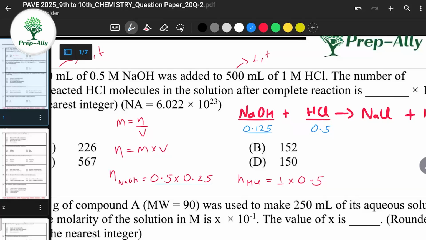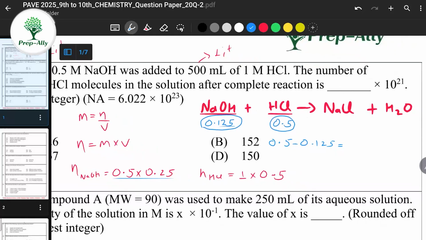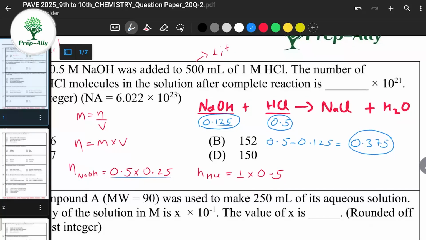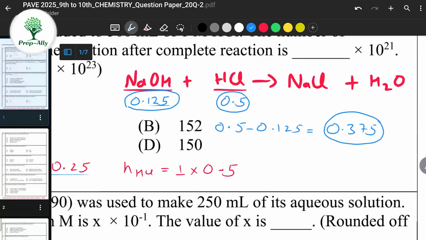So now we can check how many moles will be left. Out of 0.5, 0.125 will react with NaOH. The remaining moles will be left unreacted. So we subtract 0.5 minus 0.125. The answer we get is 0.375 mole. These are the unreacted moles. Now we need to convert these unreacted moles into number of molecules.